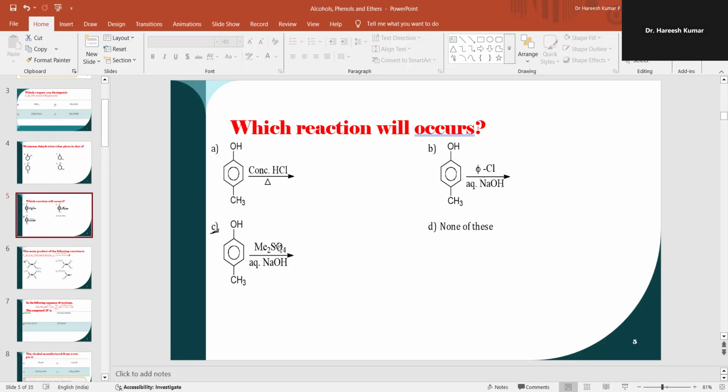That's the reason this is also not possible. Whereas this one is possible, because aqueous sodium hydroxide reacts with the phenol and forms a phenoxide ion. The phenoxide ion reacts with the methyl group. That means it's a methylation reaction, O-methylation. This reaction is possible compared to all the others. Let's take one more reaction.